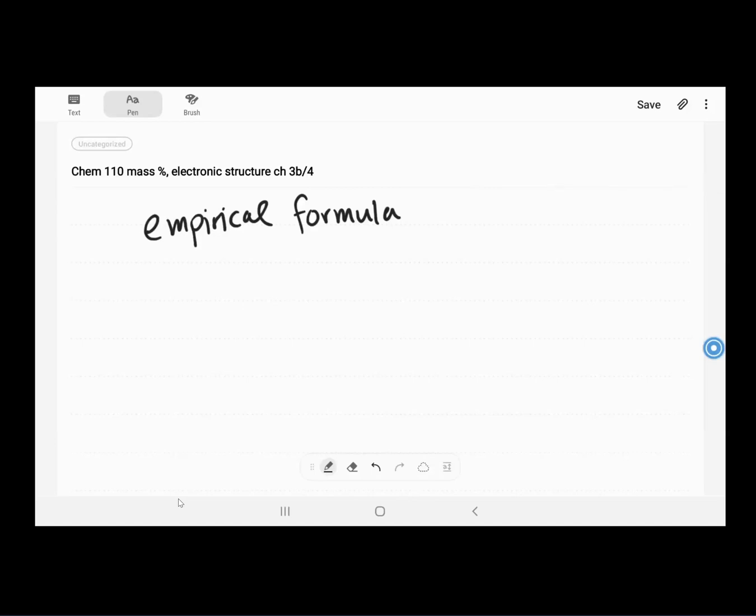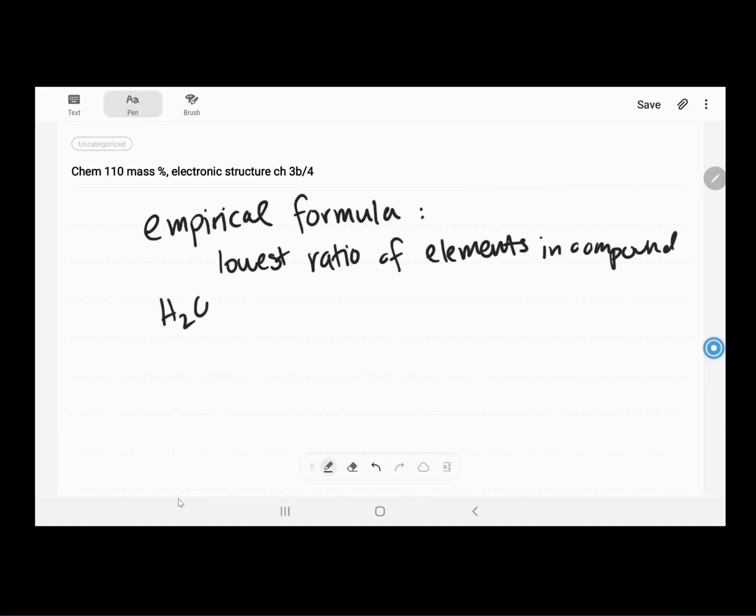Cool. So the empirical formula we saw last time was the lowest ratio of elements in a compound. We saw that, for example, H2O2, that was hydrogen peroxide, we did that as an example. We saw its empirical formula was just HO, right? That's the smallest ratio that we can have between them.